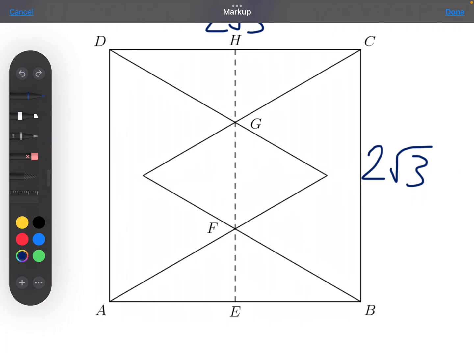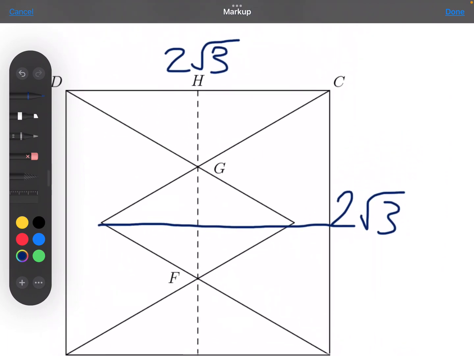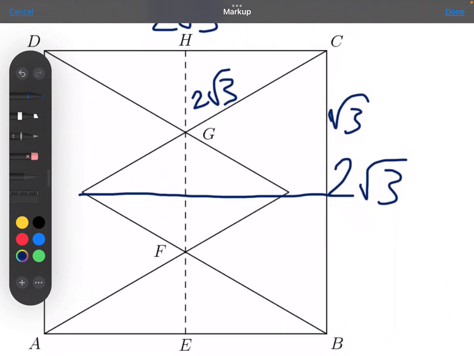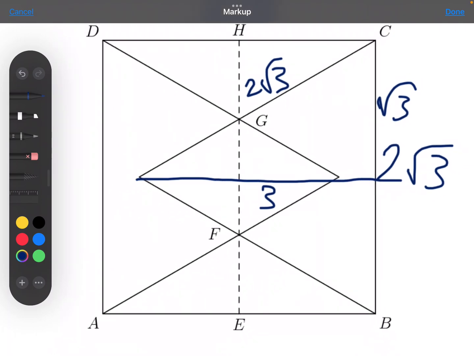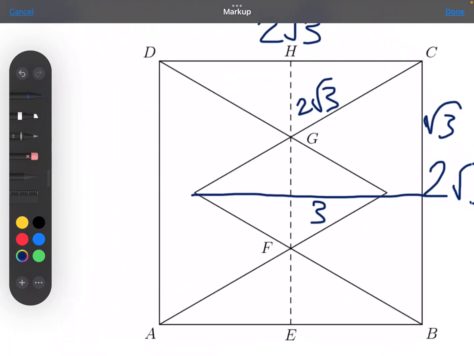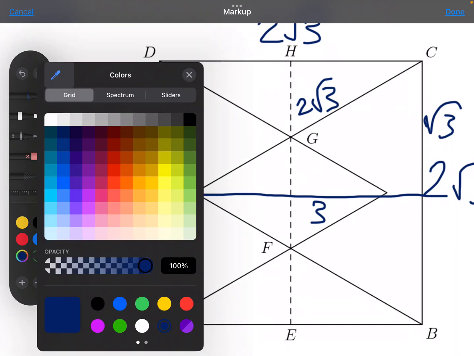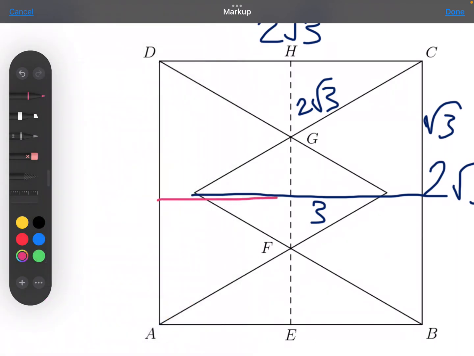But first to do that we must find this, which is the height of the triangle. So the height would touch at the midpoint, so it would be square root 3, and then this would be 2 square root 3 because it's an equilateral triangle. All sides are the same. And to get from this side to this side, we will multiply by square root of 3 to get 3. Wonderful.